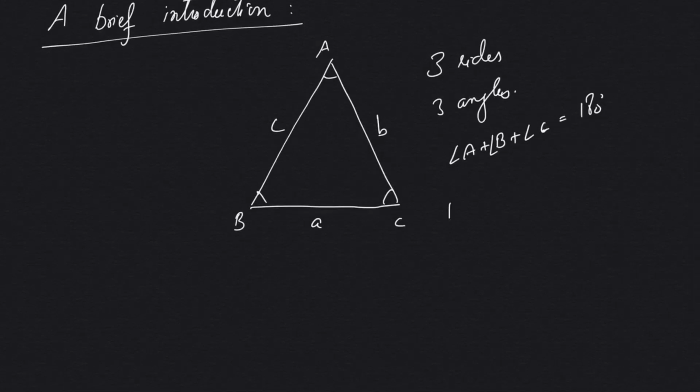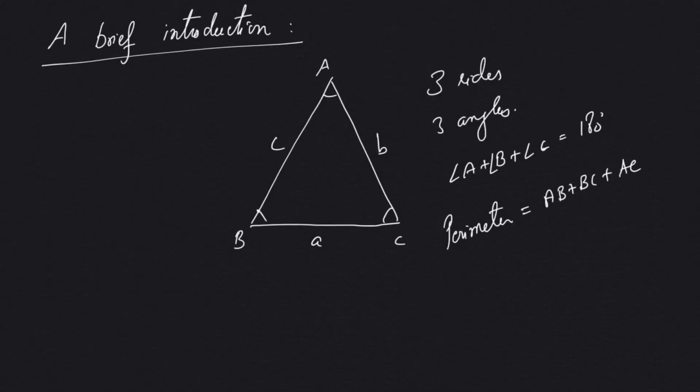We also know that the perimeter of a triangle is simply the addition of all the sides, that is AB plus BC plus AC. So these are some small concepts that we know about a triangle.